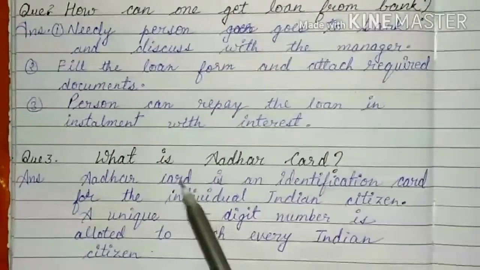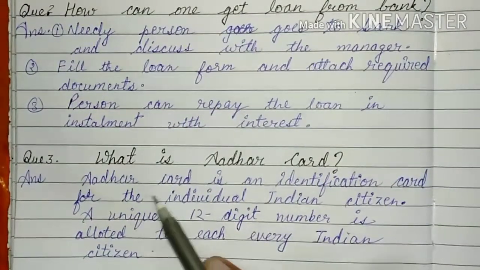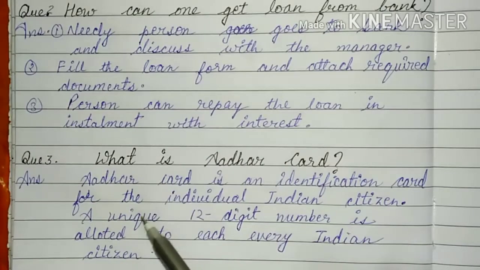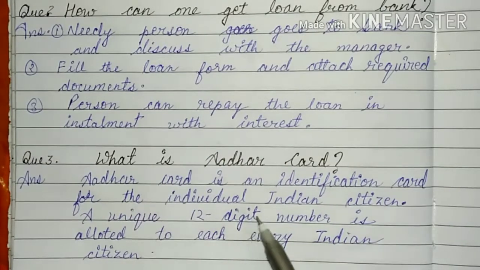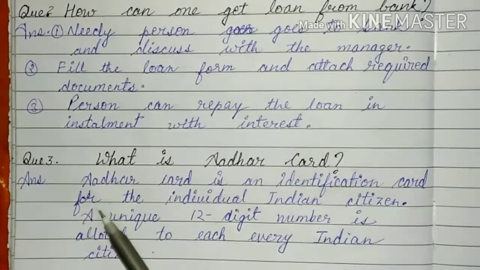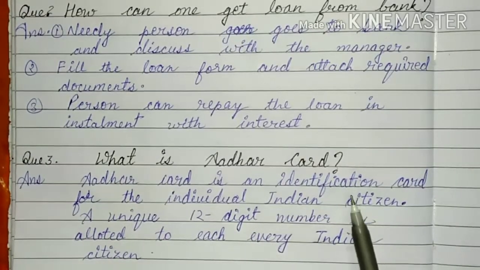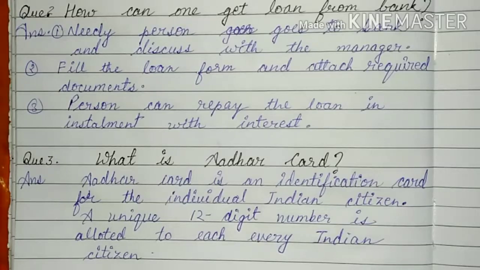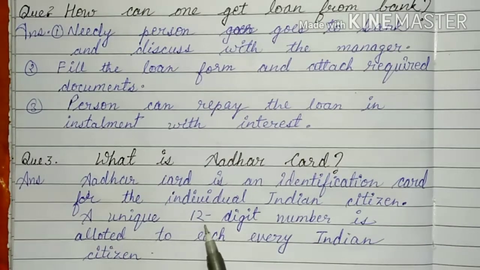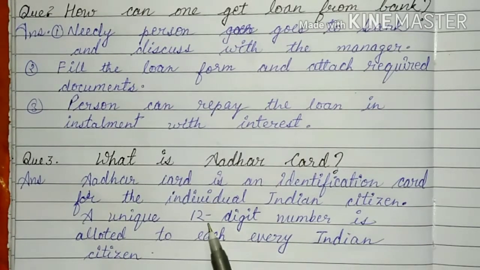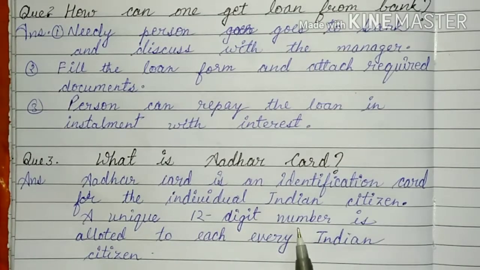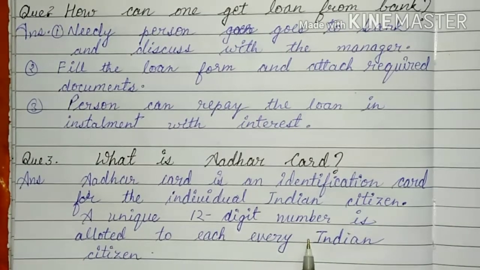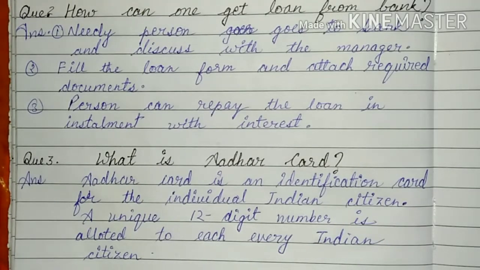And the last question is, what is Aadhaar card? All of you know what is Aadhaar card. So look here, Aadhaar card is an identification card for the individual Indian citizen. Each and every Indian citizen has their own individual Aadhaar card, and it has a 12 digit number allotted to each and every Indian citizen. Okay, now all these things you have to note down.